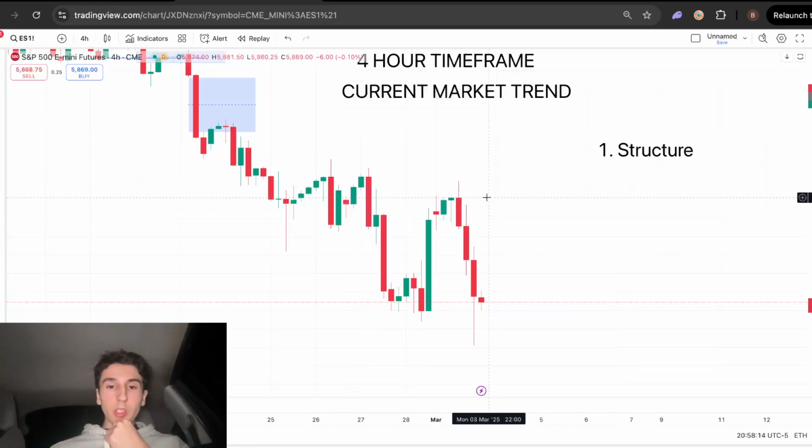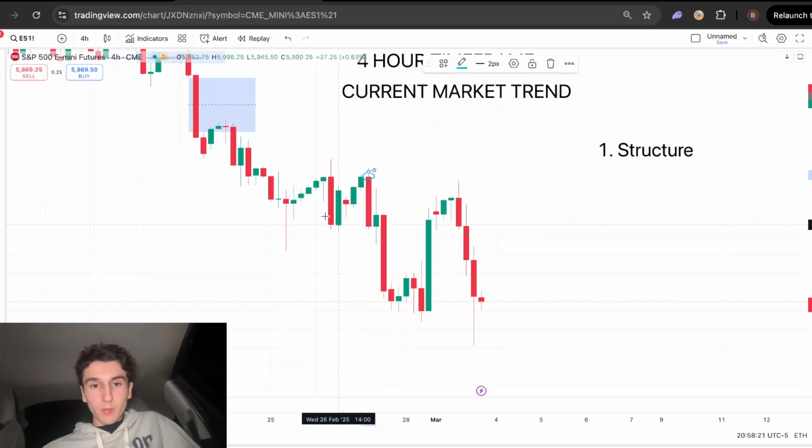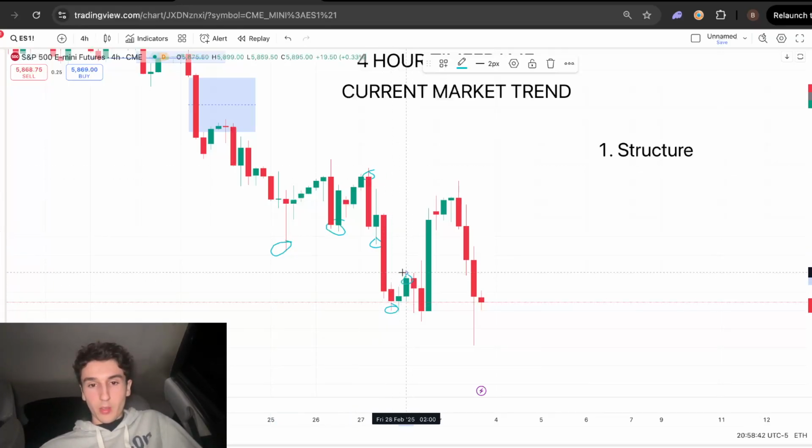So structure, what is structure telling us? We have a high right here. I'm going to start drawing stuff. We have a low right here. We break that low, so we form a lower low. We push back up, forming a lower high. We break even this low right here, so we form another low. We form a lower high, and that gets confirmed when we form this lower low, confirming that this was a lower high. That's bearish structure.